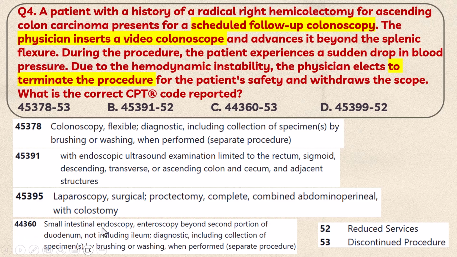44,360 is small intestinal endoscopy, so that is also not possible here. So here the correct code will be 45,378. When you look at the modifiers 52 and 53, 52 is for reduced services, 53 is discontinued procedure. In this case, the procedure is discontinued due to issues with the patient status. So the correct modifier will be 53. So the correct answer will be answer A, that is 45,378 with the modifier 53.